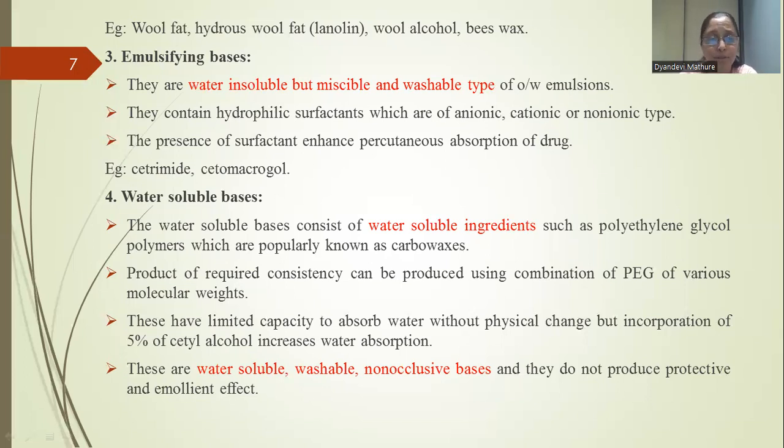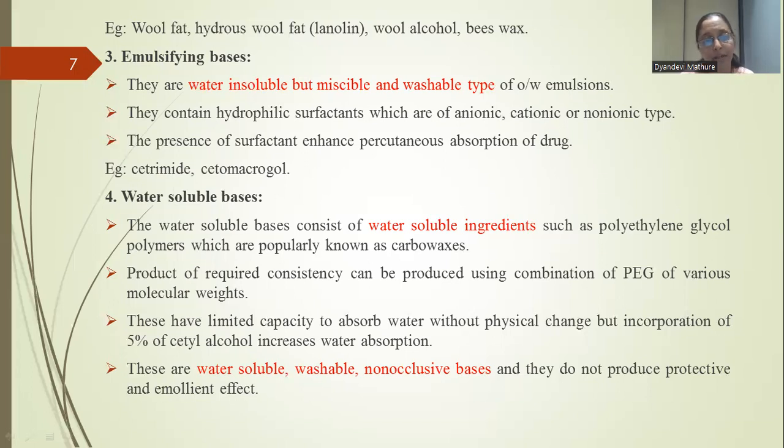The example, of course, cetrimide, because these are surface active agents. Okay, emulsifying bases means they contain the surfactant. So examples are the surfactants only. That is cetrimide, it is the cationic surfactant, and another example is cetomacrogol. It is a non-ionic surfactant. Then the next type of ointment base is water soluble bases.